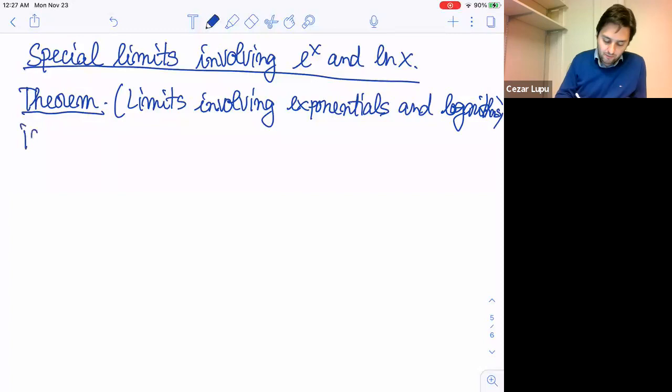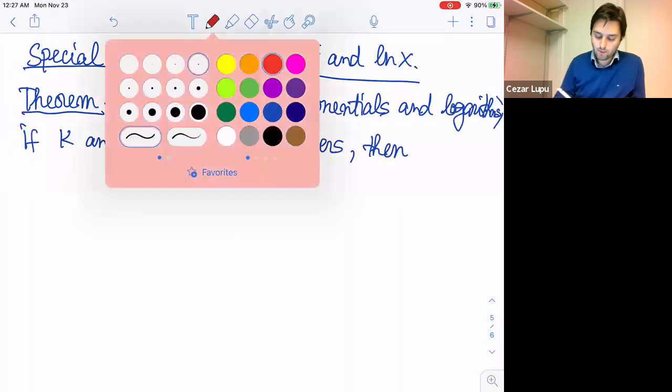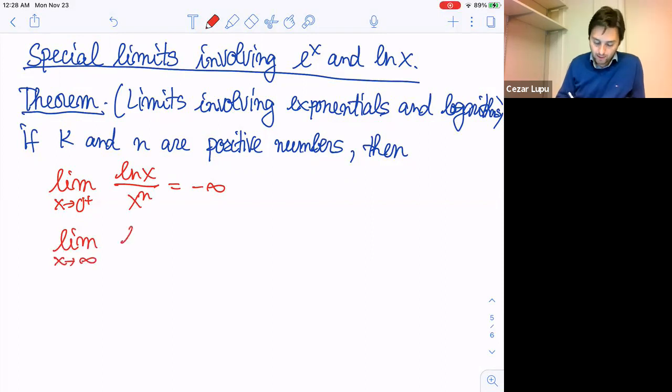All right. If k and n are positive numbers, then we have the following. Let me write them in red. The limit as x approaches 0 from the right of ln of x over x to the power n is negative infinity, right? Then the limit as x approaches infinity of ln of x over x to the power n will be 0.